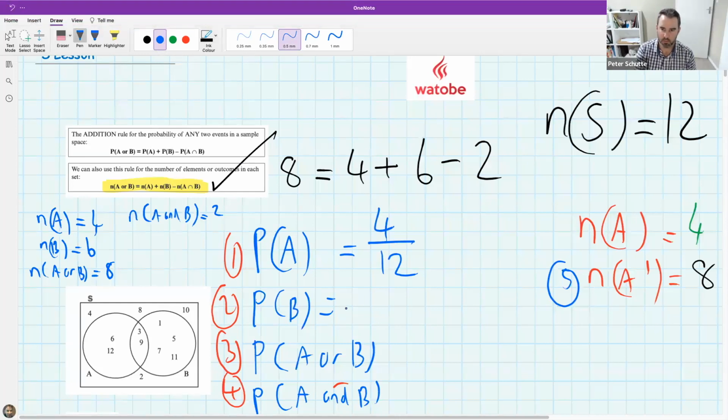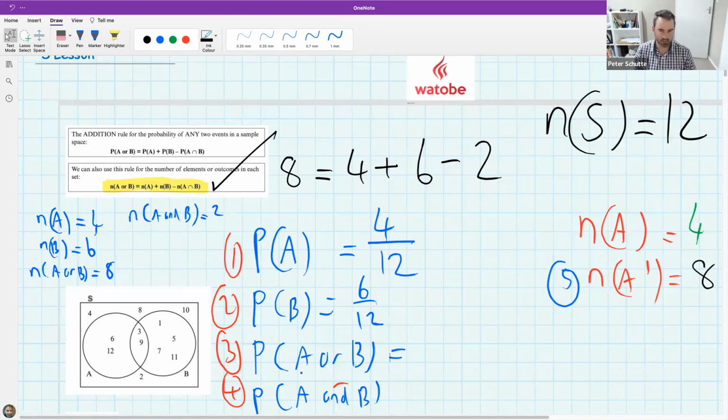What do we think the probability of B is going to be? Well, it's going to be 6 out of 12, because there's 1, 2, 3, 4, 5, 6 out of 12 here. What about 3 and 4? I'll give you some more time for that. I'm going a little bit quickly, I think.